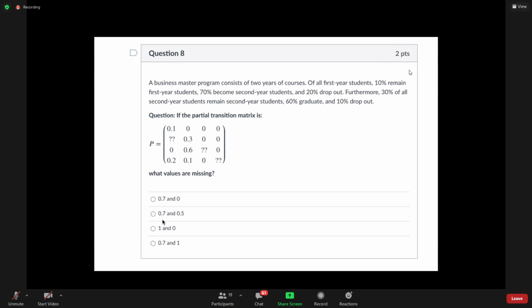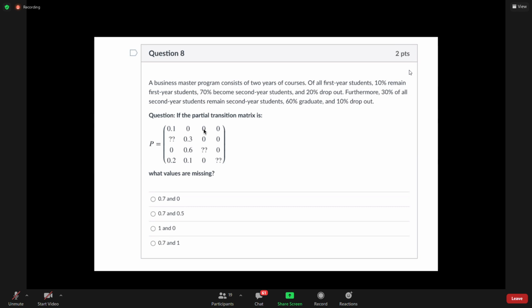Therefore, the answer should be 0.7 and 1, because here the summation of all of this information should be equal to 1, the same as those on the second column, same on the third column, the same on the fourth column. So this is how we would solve exercise 8. Because again, we have the condition that each one of the columns should in total have a summation of elements equal to 1.